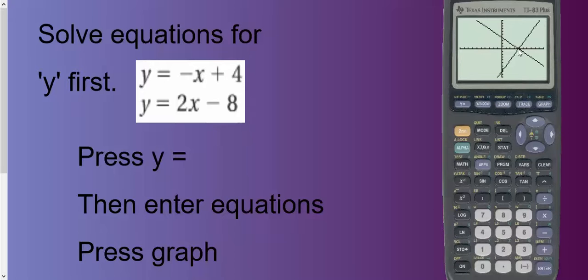Okay, so they cross right there. Now I can't really see what that is. I don't really have to zoom in on it. If I wanted to, I could, but I'm more concerned with where they cross, and I'm trying to make this as easy as I can.